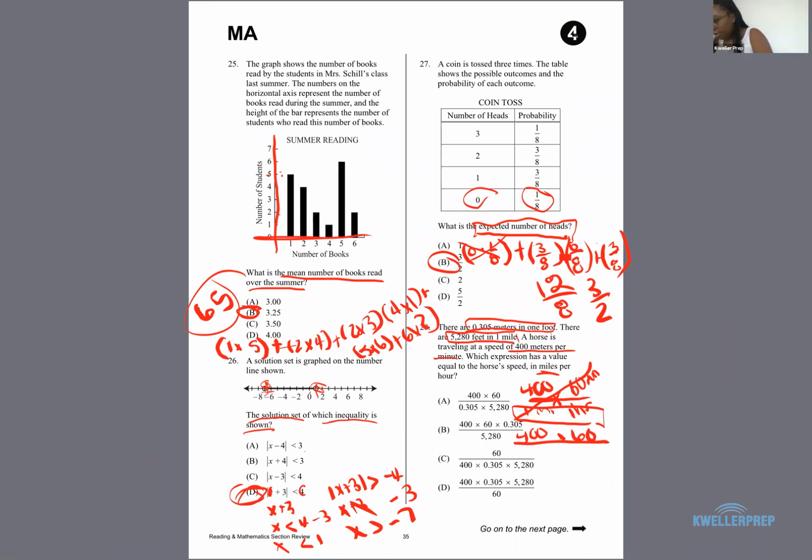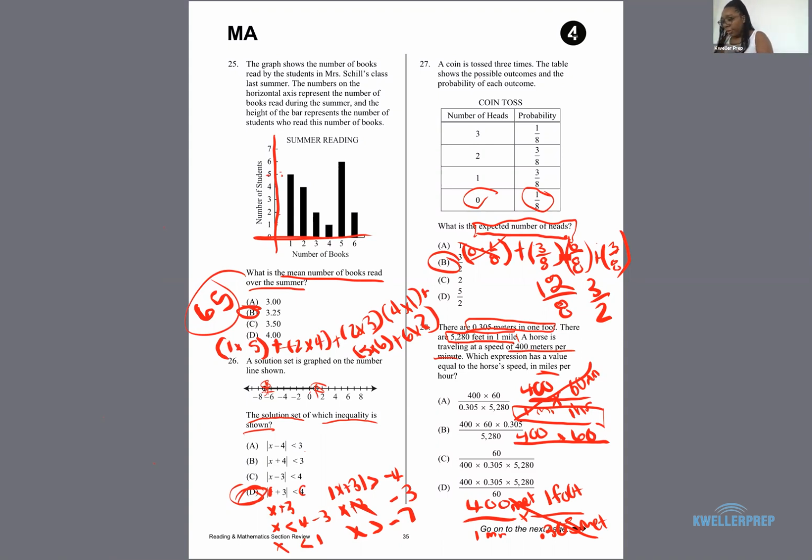So to do that, we know that there are 0.305 meters in 1 foot. So to cancel out the meters, you have to put 400 meters, 1 minute. And you need to cancel out the meters. So you have 1 foot has 0.305 meters. Now you can cancel out these values. And now that you canceled out the meters, you're now in feet.